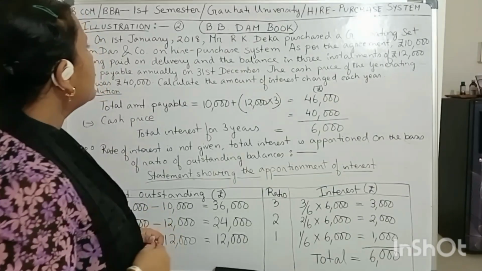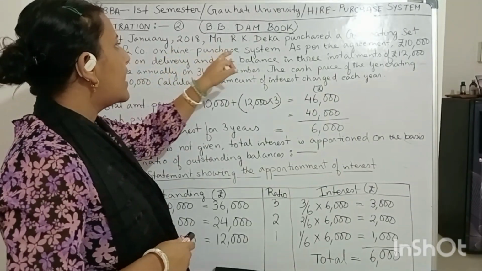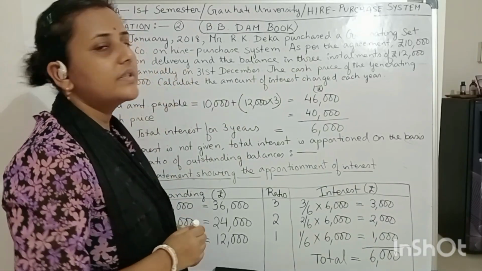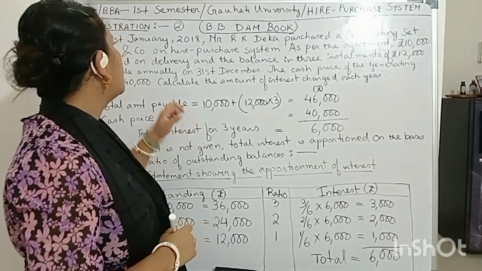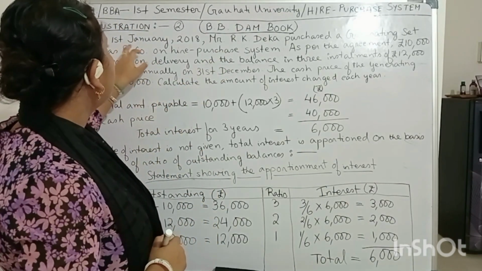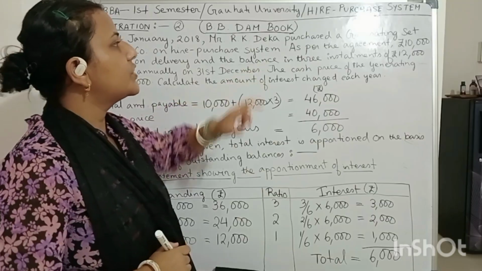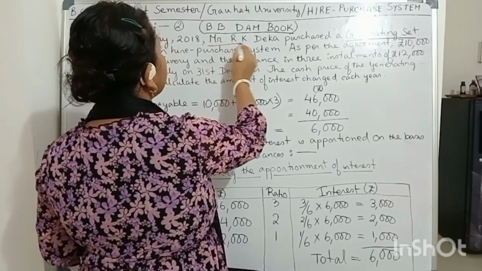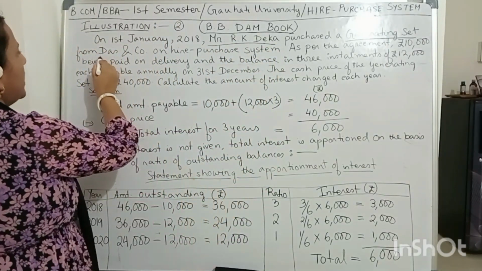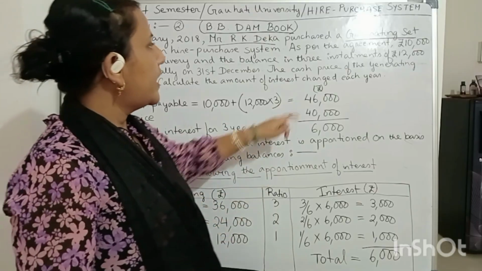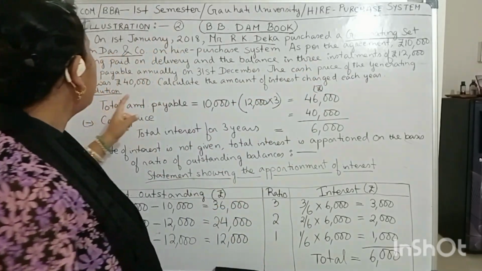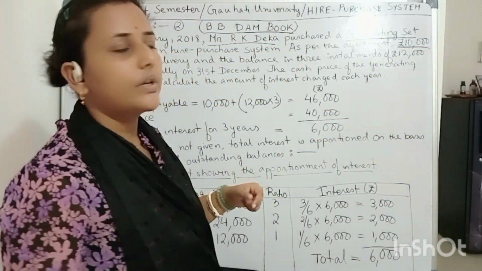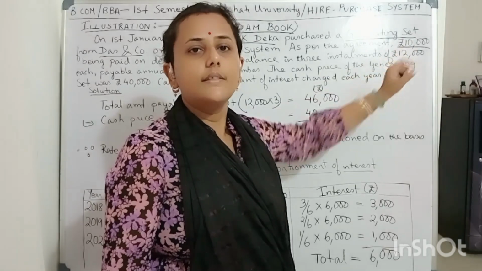On 1st of January 2018, Mr. R.K. Deka purchased a generating set from Das and Company on hire purchase system. As per the agreement, rupees 10,000 is paid on delivery. Rupees 10,000 paid on delivery means this is the amount of down payment.